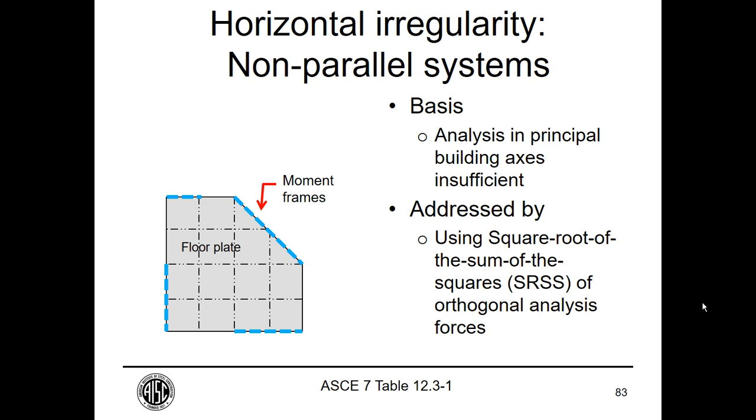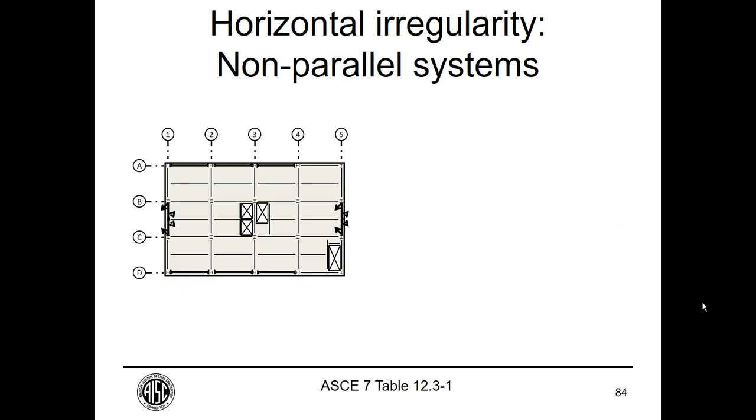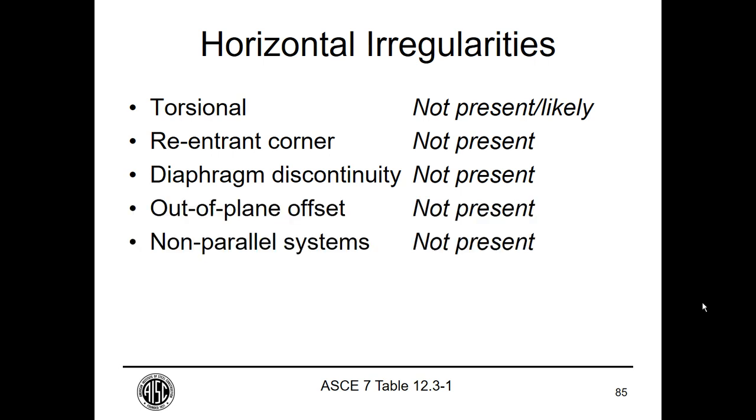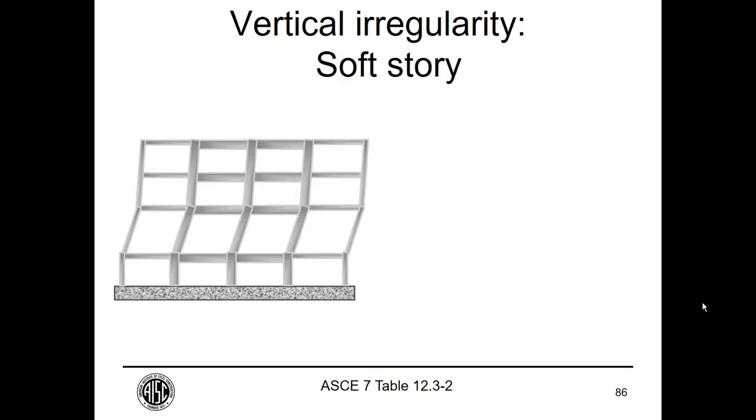You can do an X and Y analysis and do the square root of the sum of the squares on the forces in that moment frame, or you can do an analysis with the base shear applied in the direction of that moment frame. Obviously, we do not have skewed systems in our layout here. So the horizontal irregularities, torsional irregularity, we're pretty sure is not present or likely. We'll check that in the end. And none of the other irregularities do we need to check.